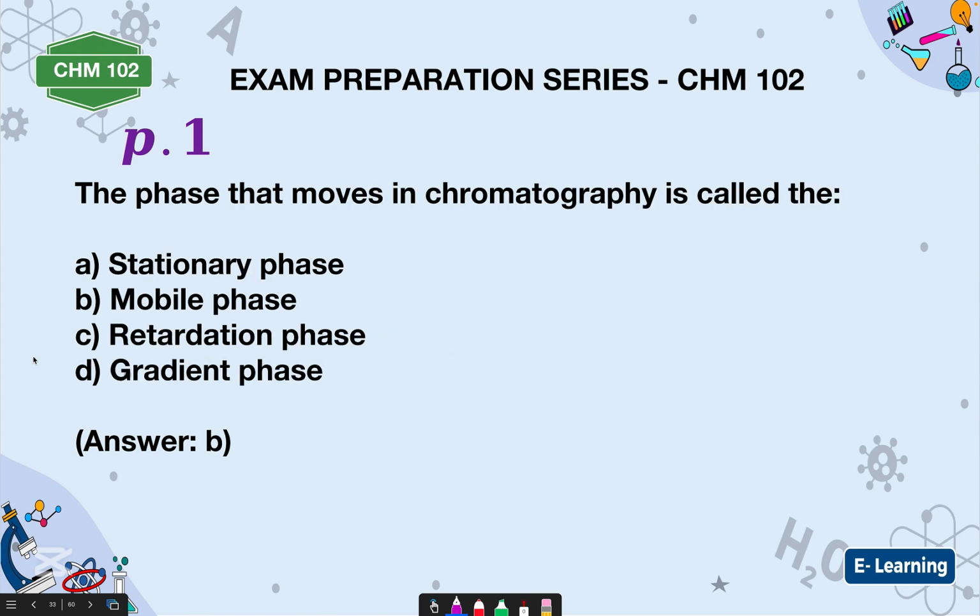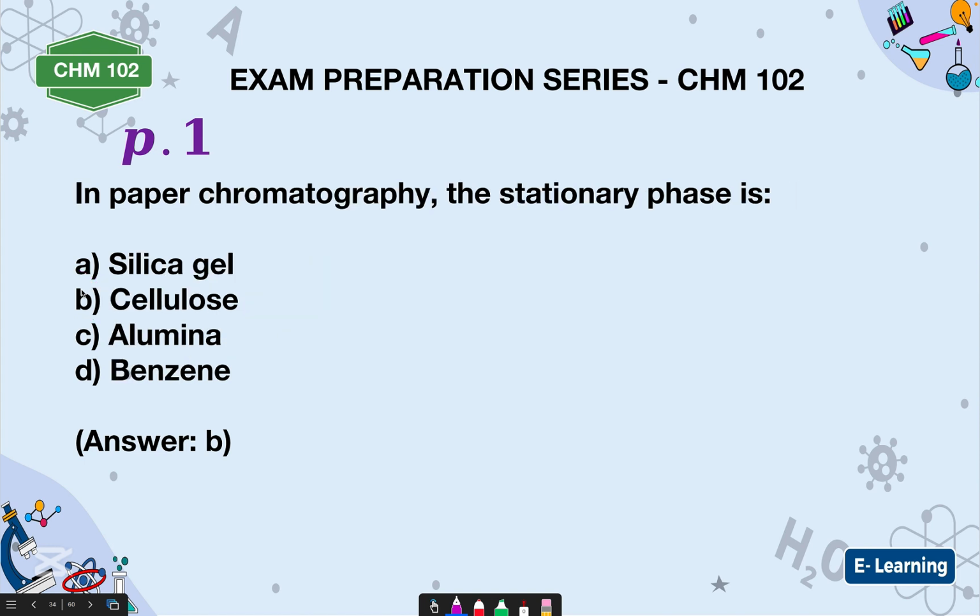Then the next one. The phase that moves in chromatography is called the mobile phase. Is that okay? It's very simple. While the phase that remains is called the stationary phase. In your paper chromatography, the mobile phase is the solvent that you use, while your stationary phase is that paper. There's a thin film of liquid on top of that paper that you cannot see. Are you getting it? There's a thin film of liquid on top of that paper that is not obvious. So the phase that moves in chromatography is the mobile phase. The phase that does not move is the stationary phase.